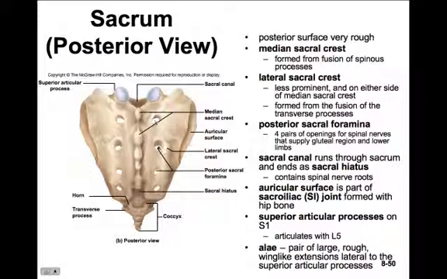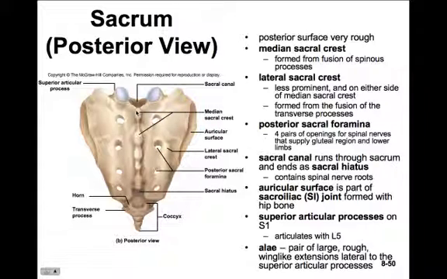There are posterior sacral foramina, which are 4 pairs of openings that allow spinal nerves to supply the gluteal region and the lower limbs. The sacral canal runs through the sacrum and ends at the sacral hiatus. The sacral hiatus is here. It's where there's a slight gap between these spinous processes. The sacral canal will contain all the spinal nerve roots.